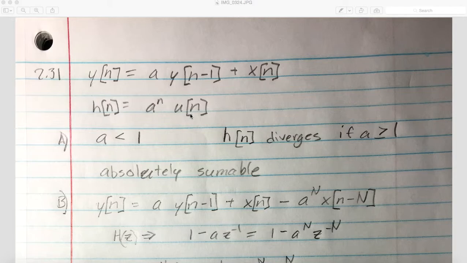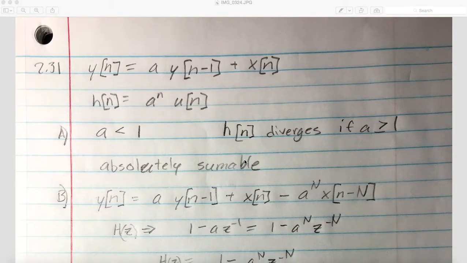Part A asks, for what values of a is this system stable? Well, because this is a causal system, we know that we only need to look at values as n approaches infinity. So we want to figure out when h of n is absolutely summable. So h of n is absolutely summable when a is less than 1 for this sequence. If a is greater than 1, then h of n will diverge.